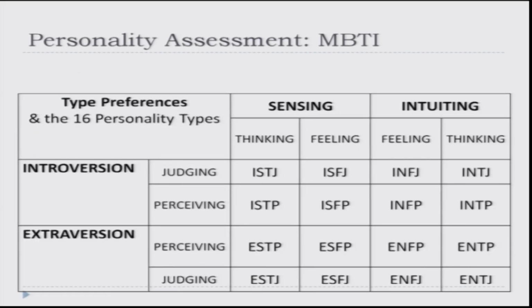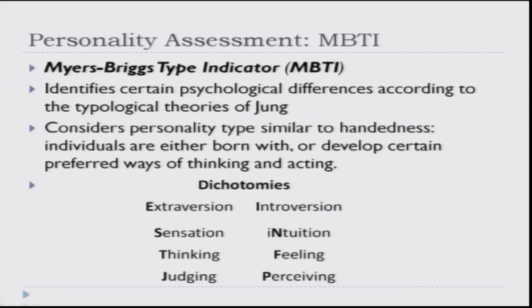Now, if you are looking at type preferences and the 16 personality types, this is how it comes out. Look at sensing and intuiting, the columns there. You could be a sensing thinking person, a sensing feeling person, an intuiting feeling person, or an intuiting thinking person. Similarly, you will have introversion and extroversion. Introversion-extroversion was the first dichotomy, and the second dichotomy was sensation-intuition.